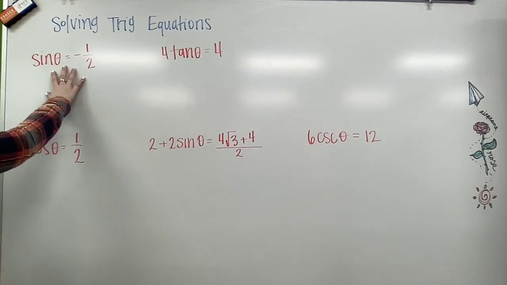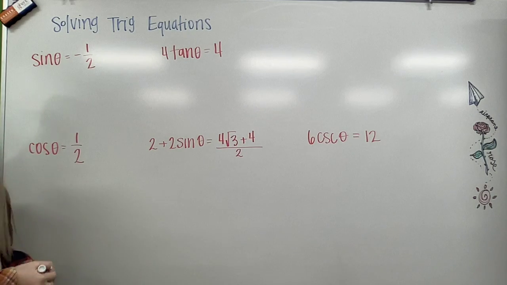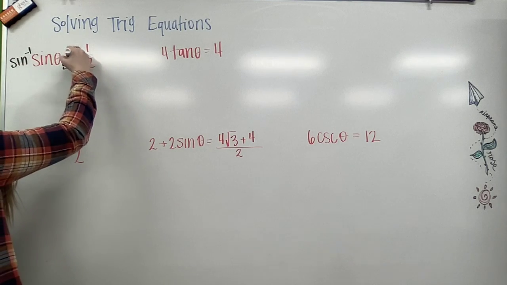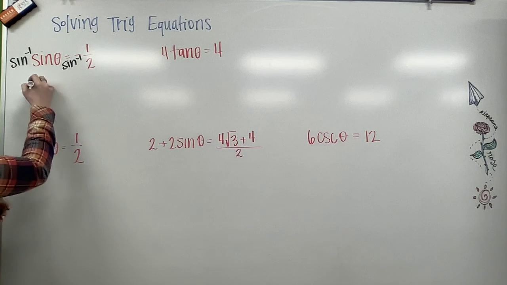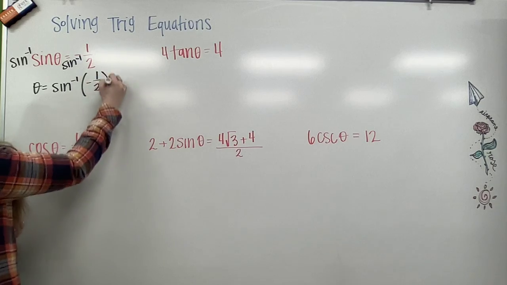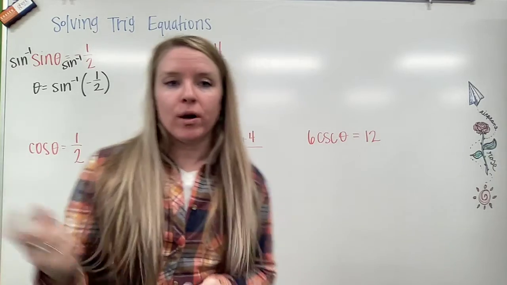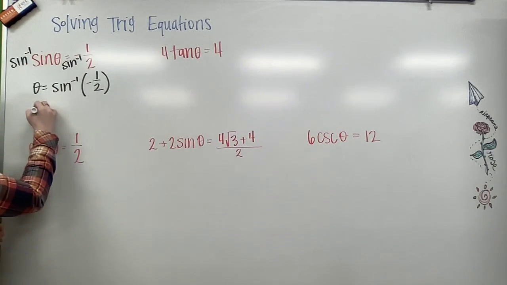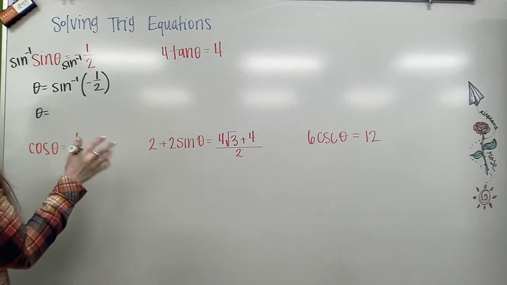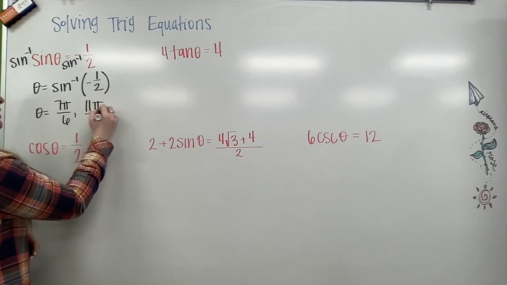So with this first example, this is asking what angle makes sine equal -1/2. If we were to go through and show the steps here, I need to isolate theta, so I'm going to take the sine inverse of both sides. So theta equals the sine inverse of -1/2. Again, that is asking what angle makes sine equal -1/2. So theta is going to equal, so sine is negative in the third and fourth quadrant, so that's going to be 7 pi over 6 and 11 pi over 6.